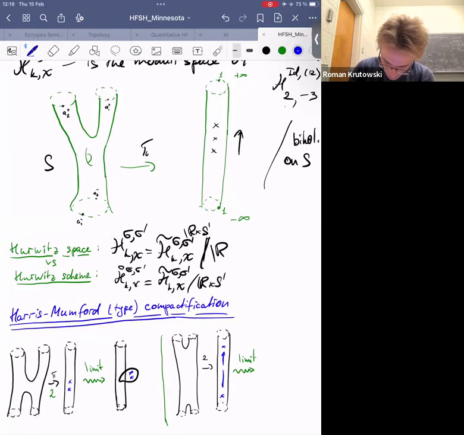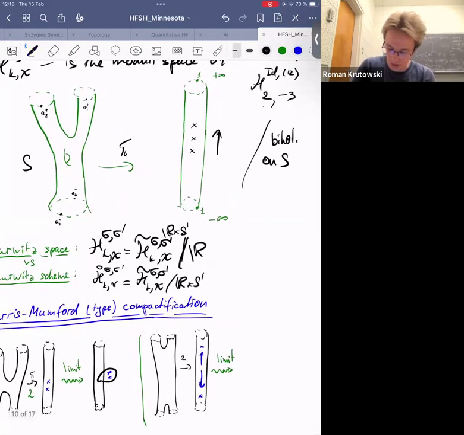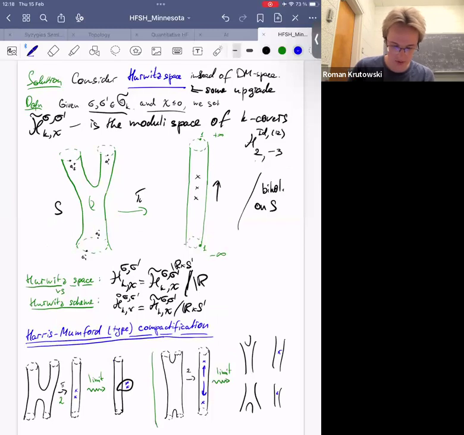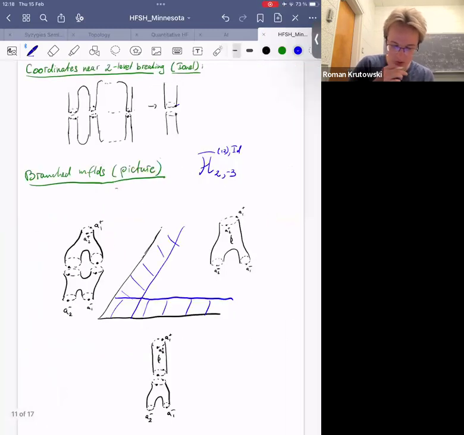go far apart from each other, we should see our familiar SFT picture, a two-level building like this. It corresponds to these two cylinders breaking apart and having two branch points. So this is how this compactification works.